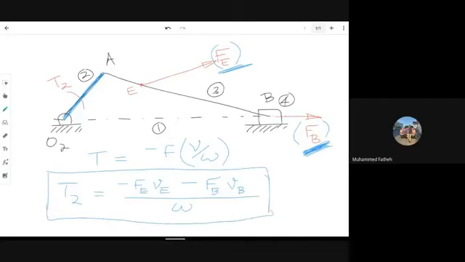Now we have two forces Fe and Fb acting here, hence we have these two terms in the numerator. If there are more forces like this acting on the other links, suppose there is an additional force acting on link number 2 also, then we will have one more term in the numerator. That is how we modulate the equation.